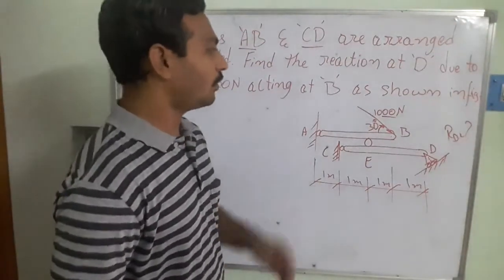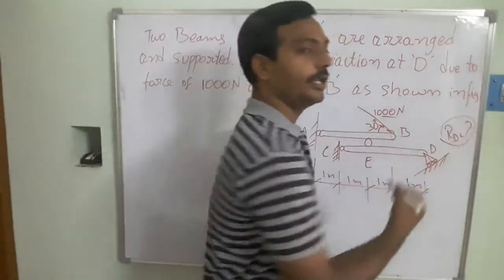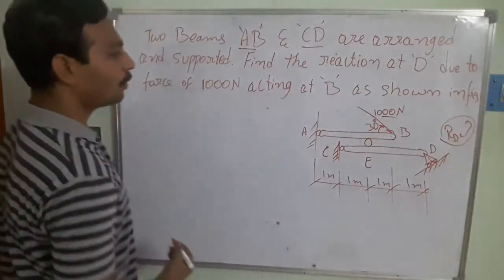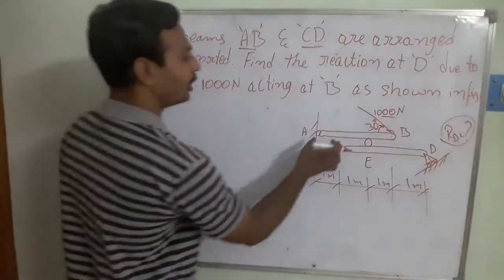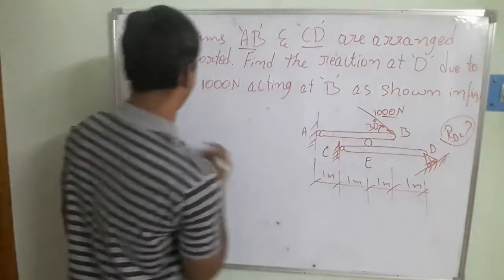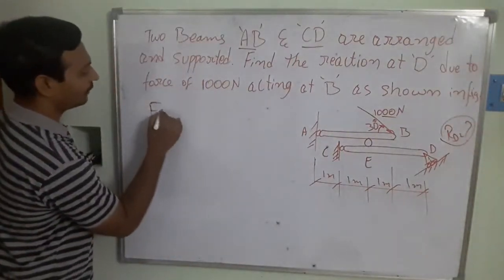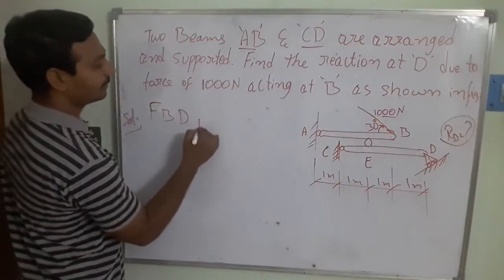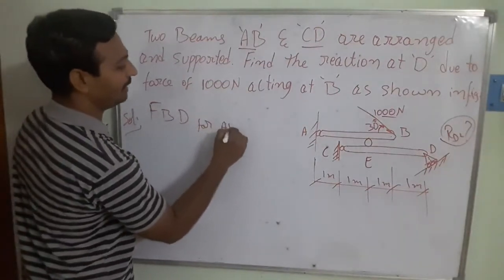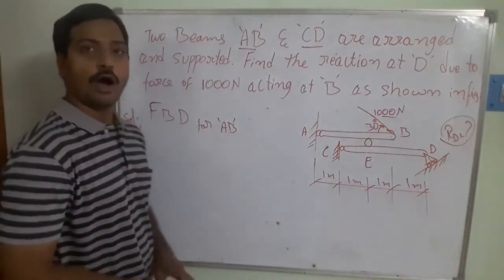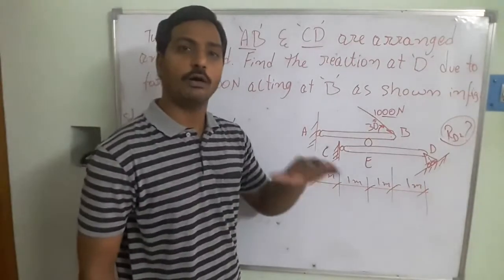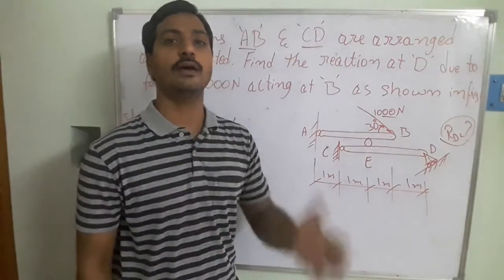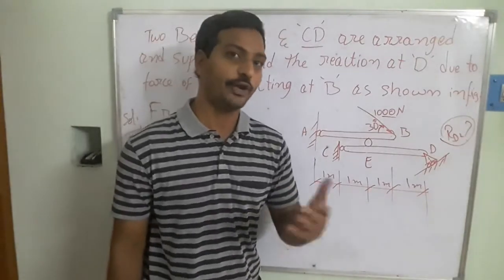Now, if you want to find out the RD from this problem, we need to draw the free body diagram. So how could we draw the free body diagram? First I am going to take the free body diagram for this AB. So I am going to write, this is the solution, the free body diagram for AB. So our first step is we need to remove all the supports and show them with the reaction forces which are generated from that part.